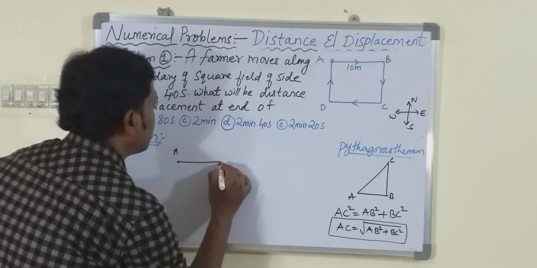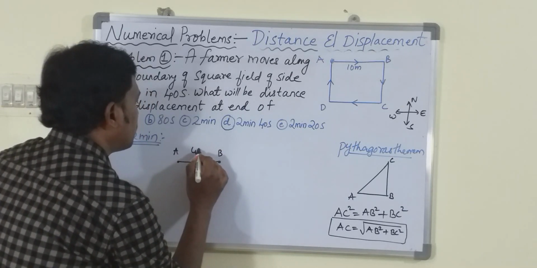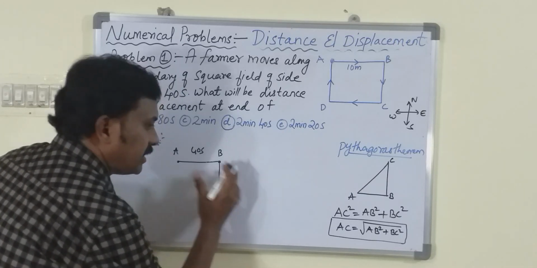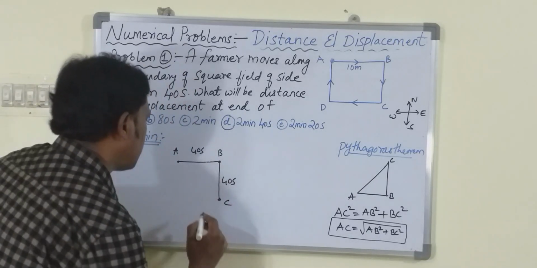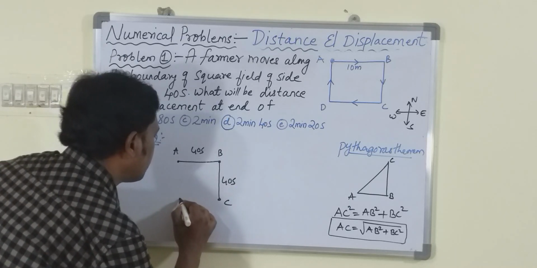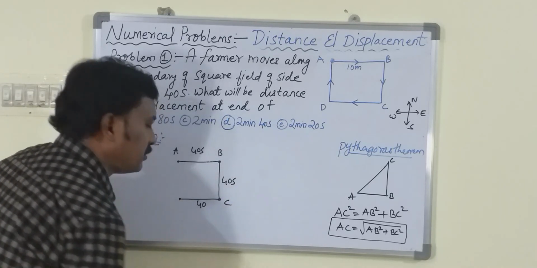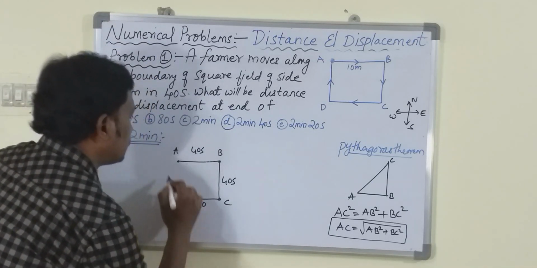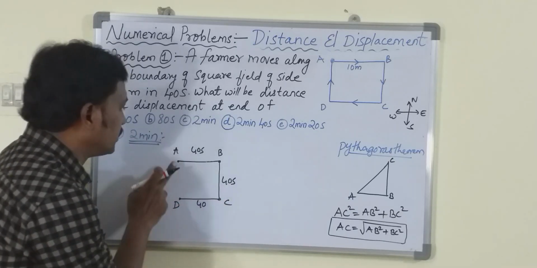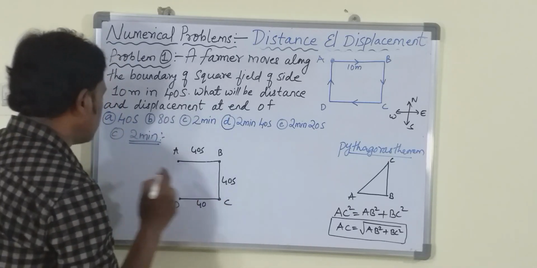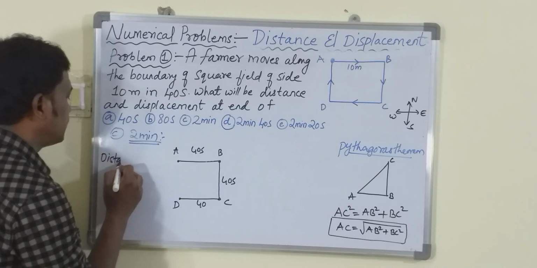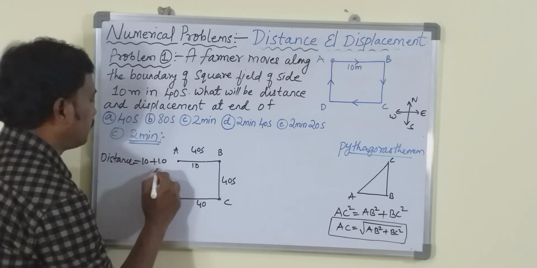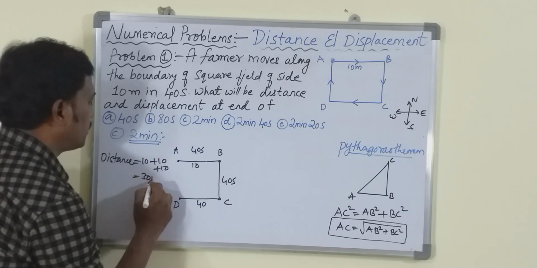A, B, it has taken 40 seconds. And again, it has taken 40 seconds, so 80 seconds, that is 1 minute 20 seconds. And here, 1 minute 20 seconds plus 40, it takes 2 minutes. So, total, the final position is here. The initial is here and the final is this. So, what is distance? Distance, well, this is 10 plus 10 plus 10, that is 30 meters.